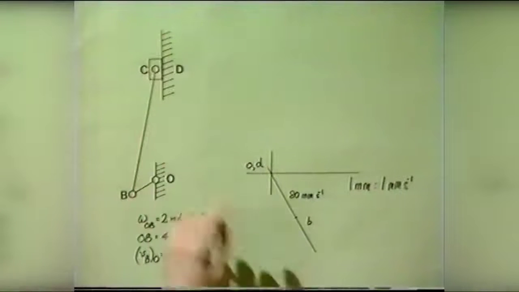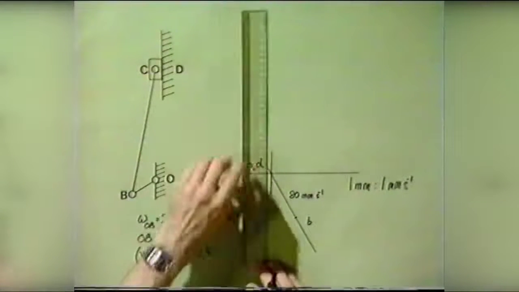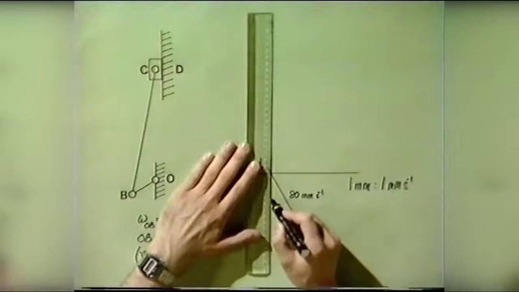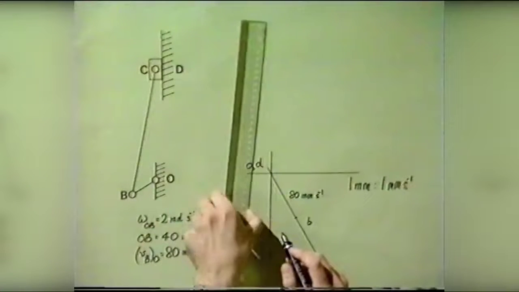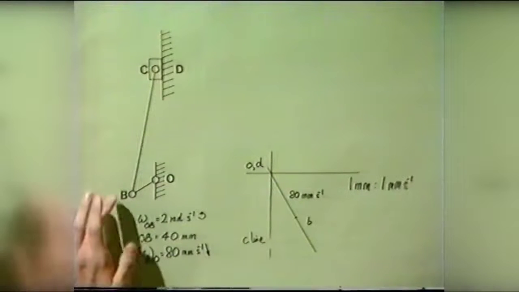Well, C slides vertically relative to D. So in the velocity diagram, there's D. C must be on a line vertically. So I can just extend the existing axes, and that's a C line. What about the motion of C relative to B?